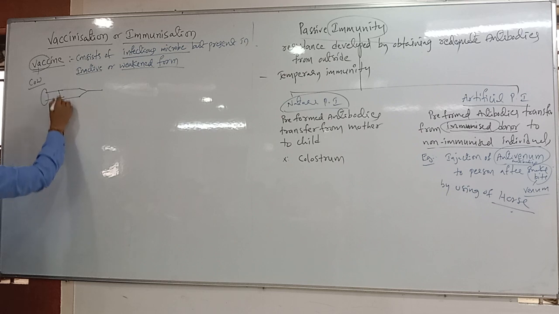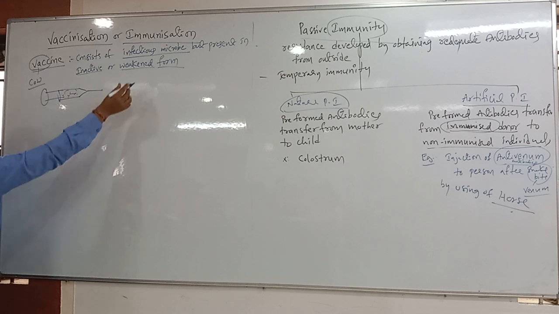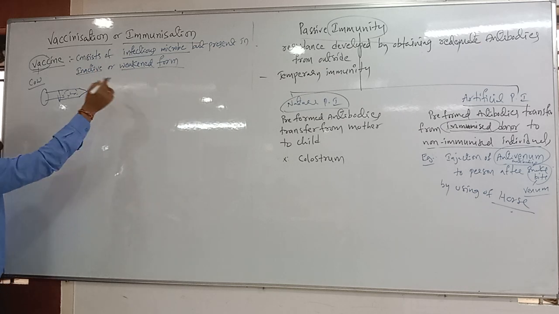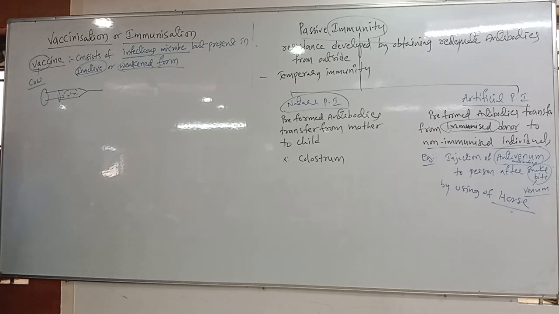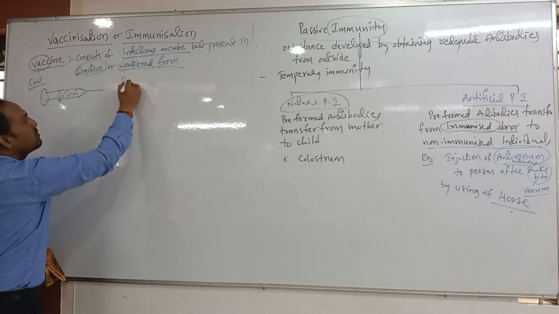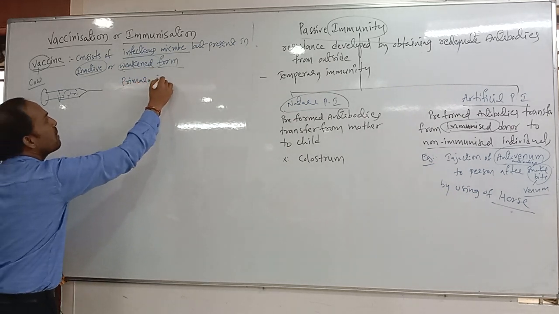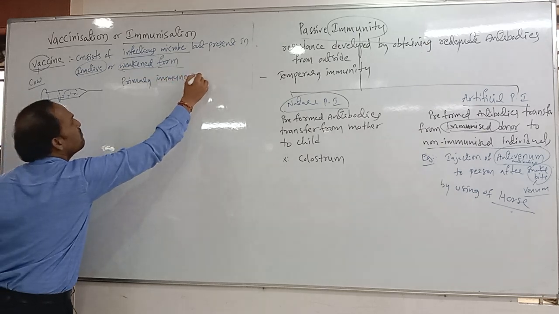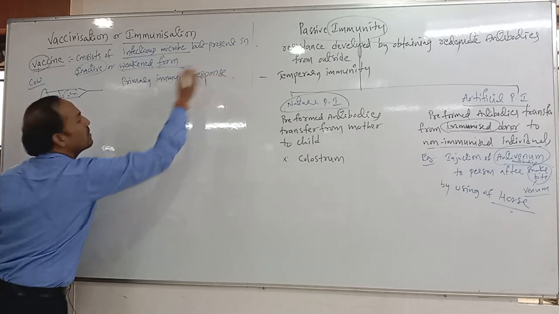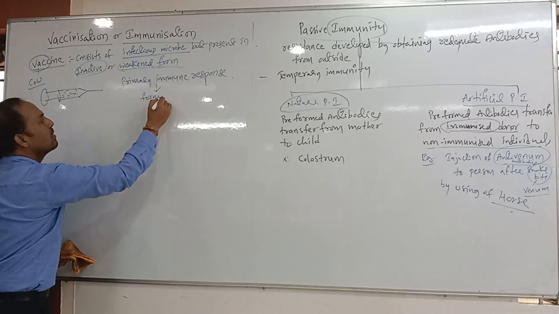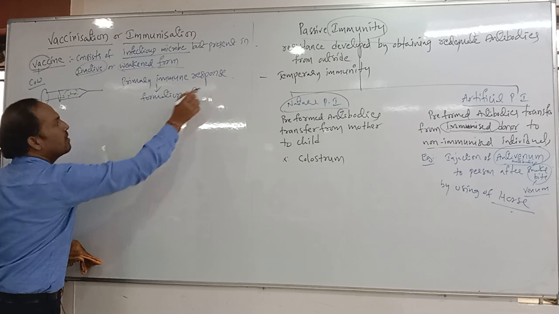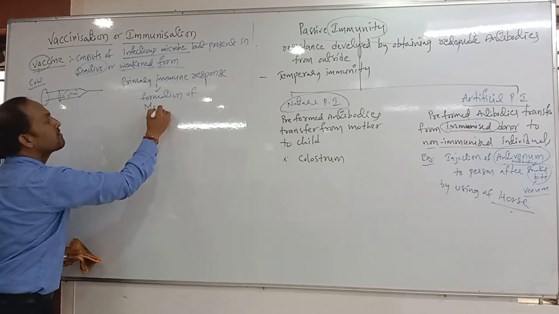But in this vaccination, what is present? Infectious microbe is present either in inactive or weakened form. So the inactive or weakened form we are injecting into the body. That is why it causes which response? Primary immune response. Primary immune response leads to the formation of which cells? Memory cells.